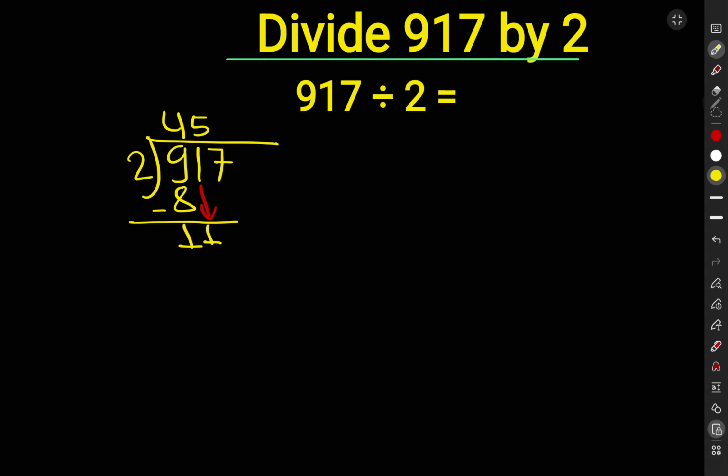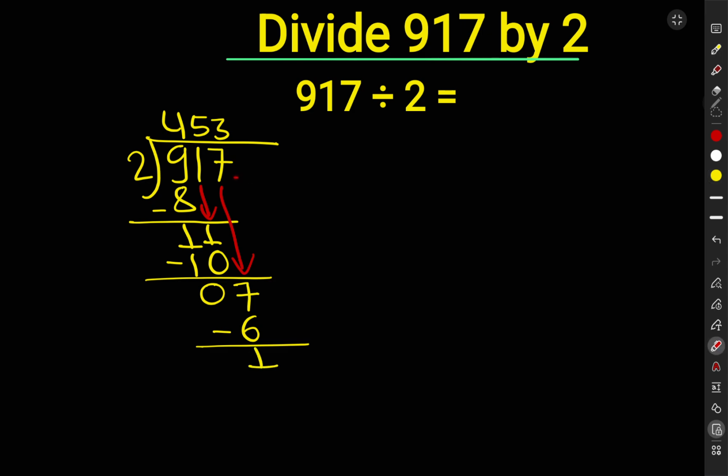Now we put down this 1 and it is 11. So 2 times 5 is 10. On subtracting we get 0. So again we put down this 7 and 2 times 3 is 6. On subtracting we get 1.